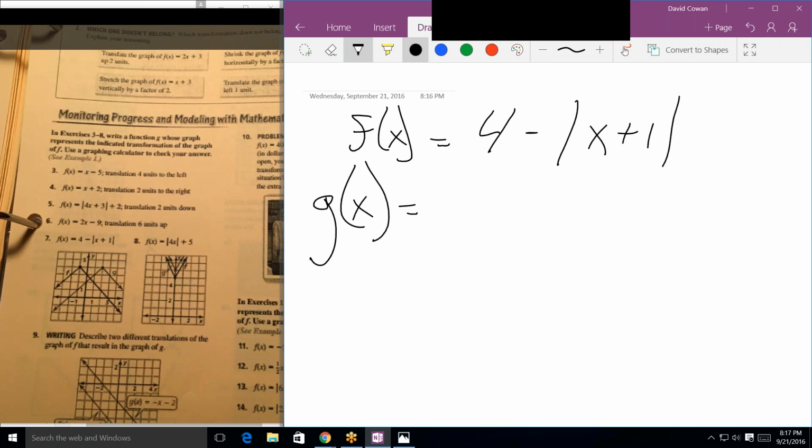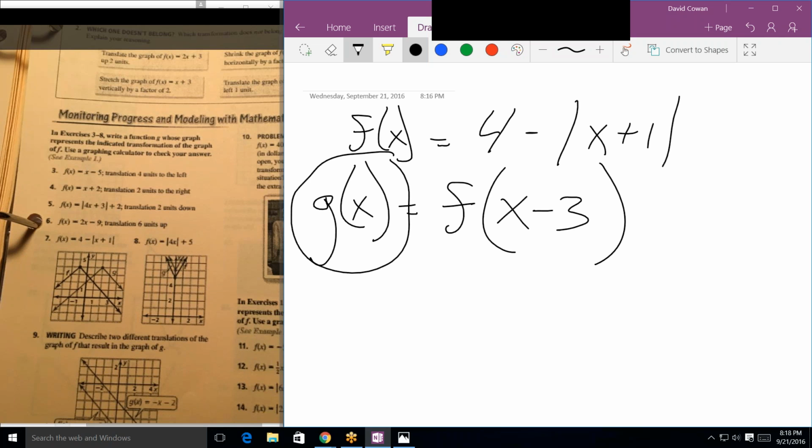So g of x is f of what? f of x minus 3. Remember, this is what horizontal stuff looks like. All of the modifications have to go inside the parentheses. So if g of x is f of x minus 3, and we know that it is, we can see that it's the same as f, has exactly the same shape, but has been merely moved 3 units to the right, then it must be that.